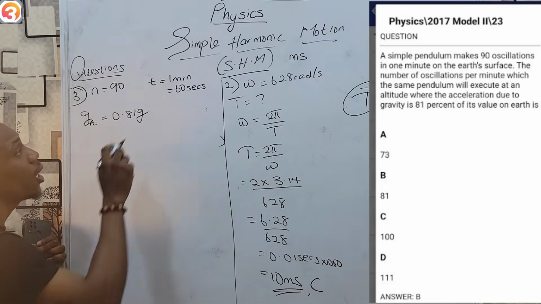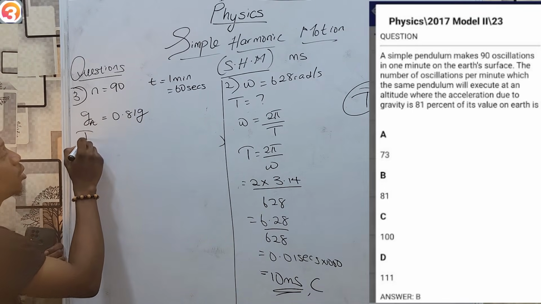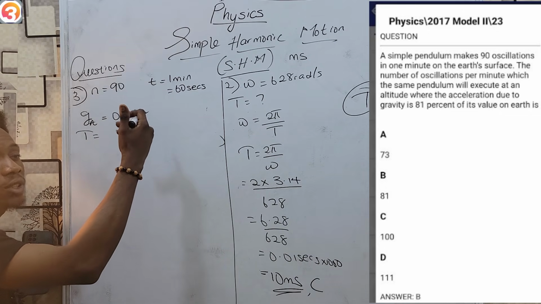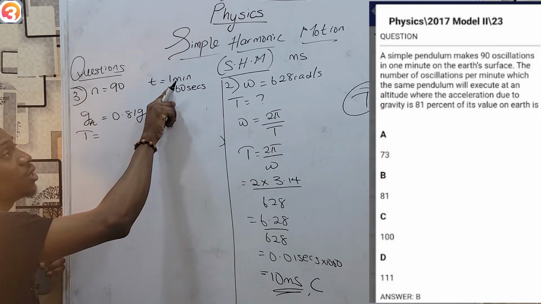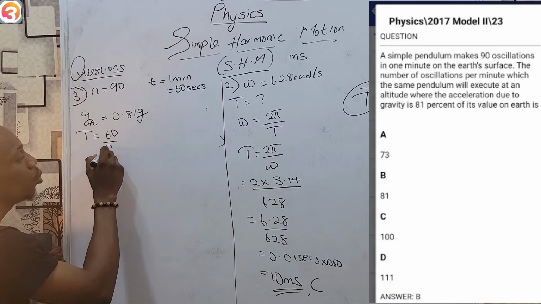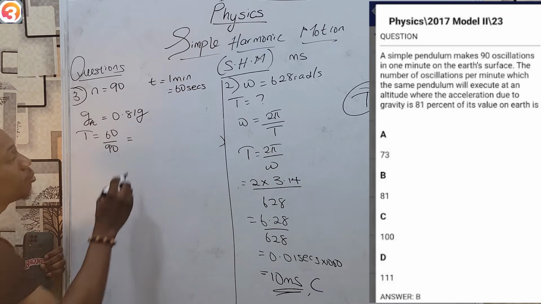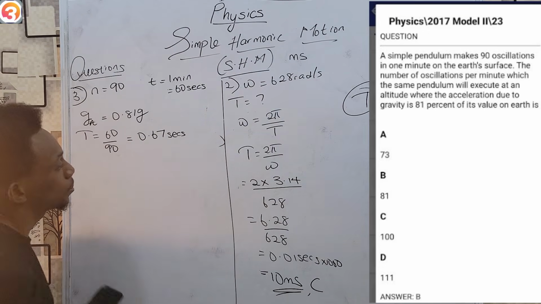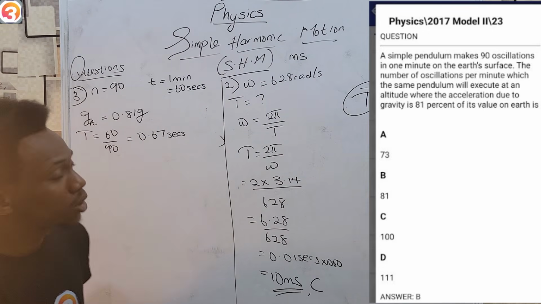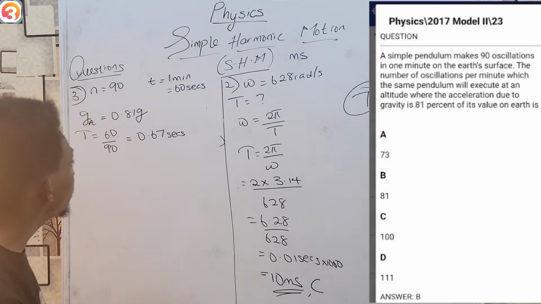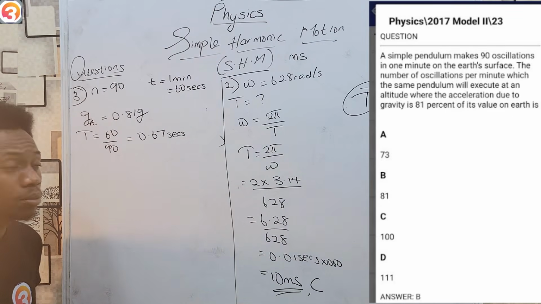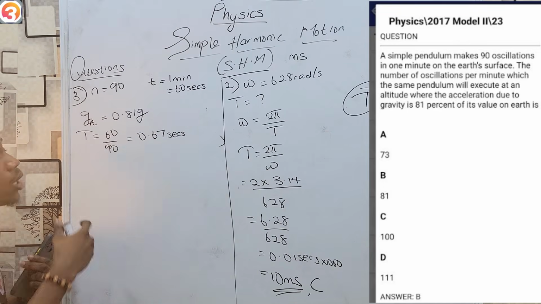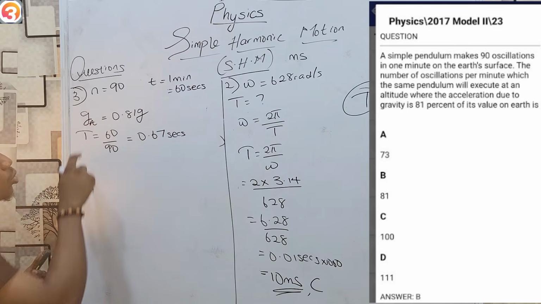Bringing that knowledge over here, let me get my period first. My period, as you are aware, is the time taken to complete one oscillation. So it will be time, 60 seconds, over 90. And that gives 0.67 seconds. So that's my period. And then if you analyze this carefully, realize that things are changing. I'm going to find another period because I have two different values for G. I have the normal G and I have G at this altitude.